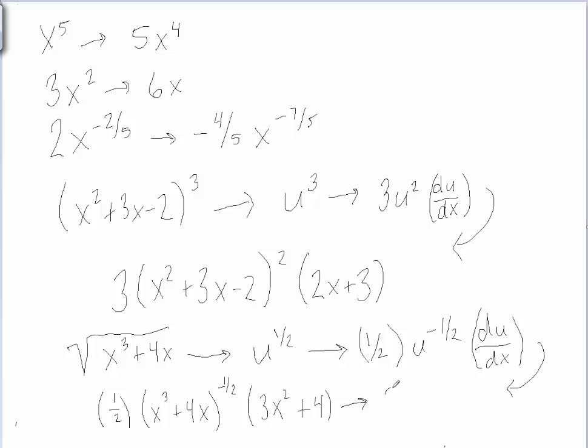Or if we rewrite this in fraction form, we've got x cubed plus 4x to the negative 1/2. Here's the 2 in the denominator and that in the numerator.